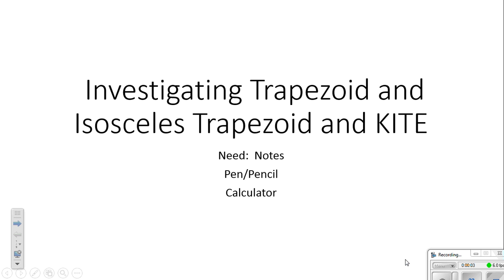Hello, geometry folks, and welcome to investigating trapezoids and isosceles trapezoids and kites. So we're going to continue our adventure on talking about quadrilaterals. We spent a little time on parallelograms and the things that follow underneath parallelograms: rectangles, rhombuses, squares. But now we're going to talk about a couple other figures that don't fall under parallelograms, and that's the trapezoids and kites. So you need your figures for today, you need your notes, you need a pencil, and we will get started.